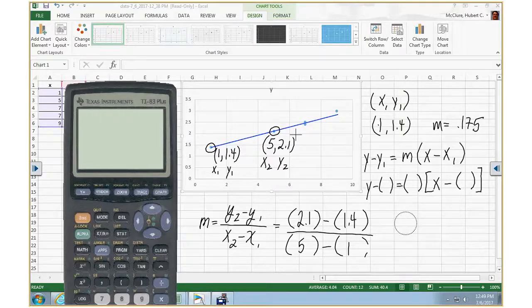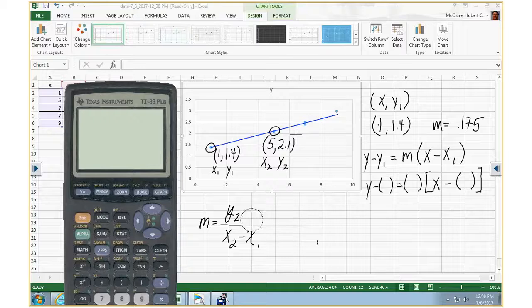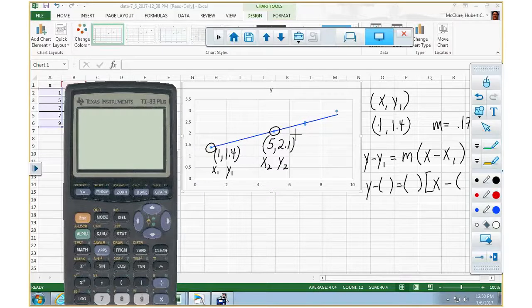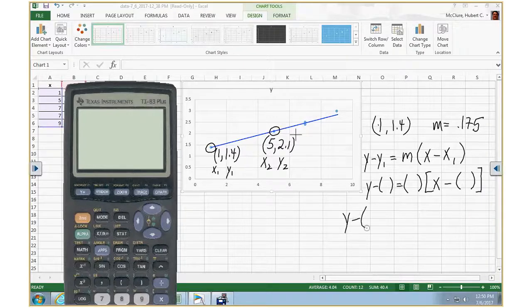Now plug and chug. I love it when I say plug and chug and people go, what do I plug in? What are you giving? Somebody tell me what you're giving. X sub 1, what? Y sub 1, and what is this? M. And that's why I put these parentheses here. Y minus parentheses, and what's y sub 1?